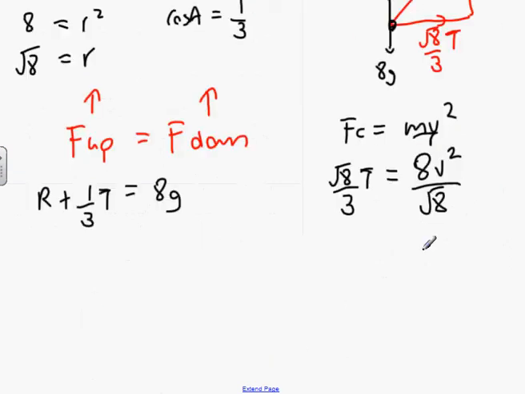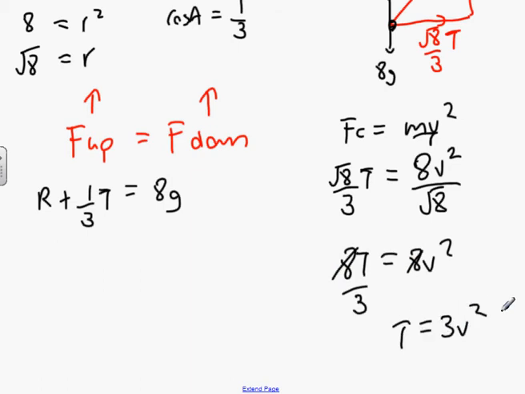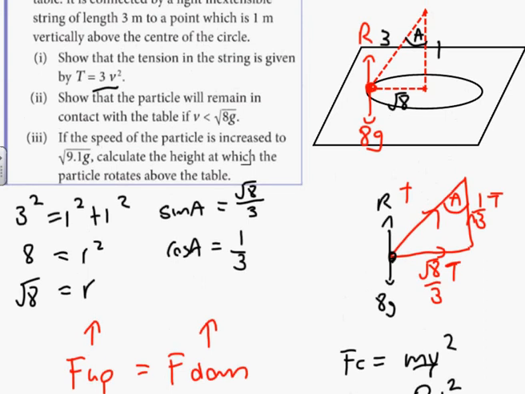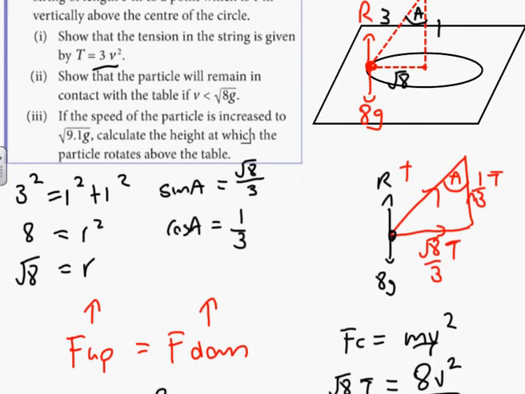Okay. So the root 8 multiplies by the root 8 to become 8. 8T over 3 equals 8v squared. The 8's cancel. T cross multiplies to become 3v squared. Okay, didn't think it was working for a second, but now it has. T equals 3v squared.